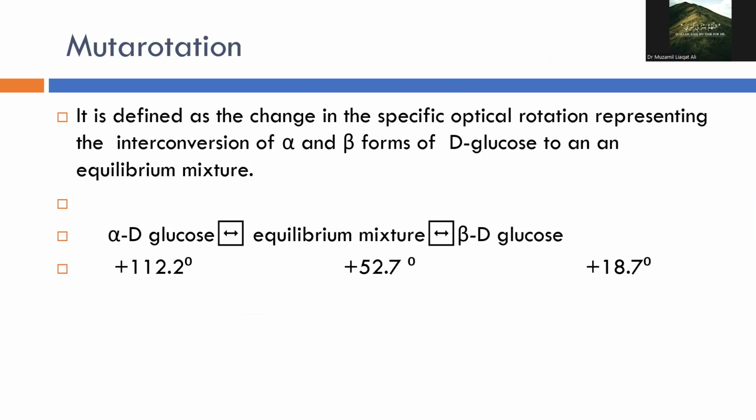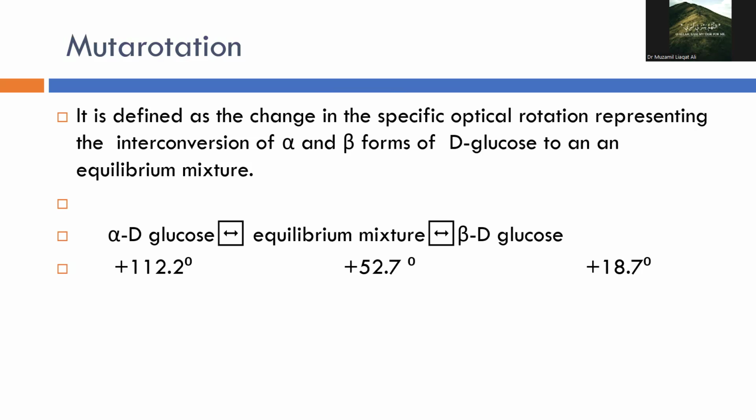Now, let's talk about mutarotation. Mutarotation is the spontaneous change in the specific optical rotation that occurs when alpha and beta forms of the sugar interconvert in aqueous solution until an equilibrium mixture is reached. For D-glucose, pure alpha-D-glucose is at plus 112.2 degrees, right? The equilibrium mixture is at plus 52.7, and pure beta-D-glucose is at about plus 18.7 degrees.